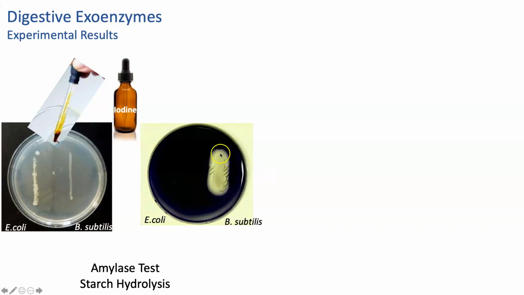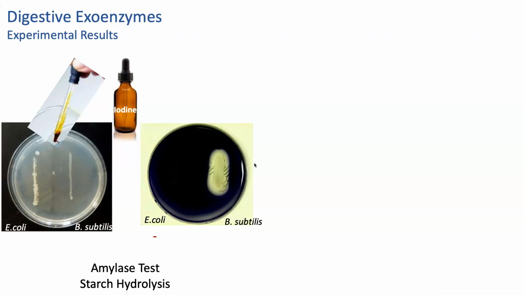What this tells me is that Bacillus subtilis produces the enzyme amylase, and therefore this enzyme hydrolyzed, or broke down, or digested the starch that surrounds the bacteria. And since there isn't any starch present around the bacterial colony, the iodine does not bind there. Therefore, we say that E. coli is negative for amylase. It doesn't produce the enzyme amylase. And Bacillus subtilis is positive for amylase production.